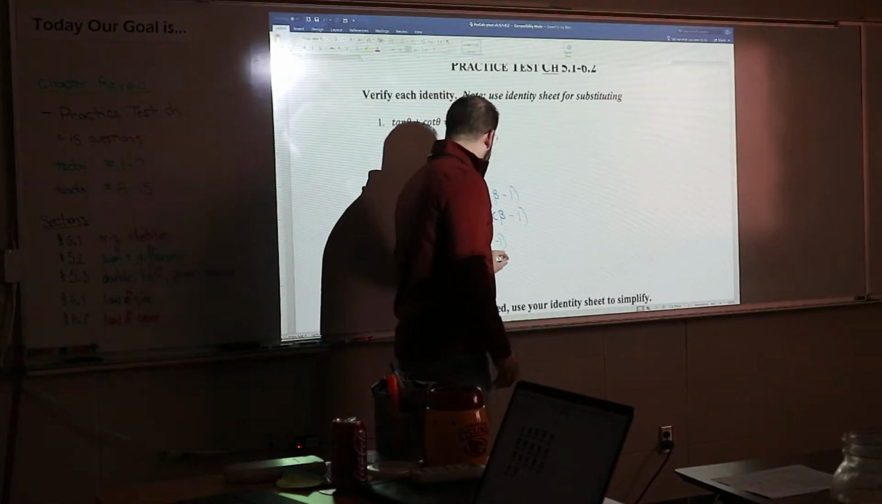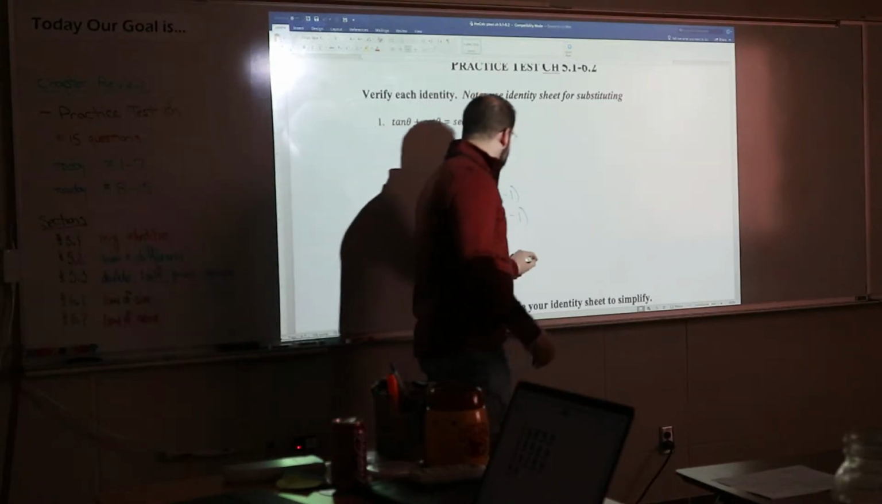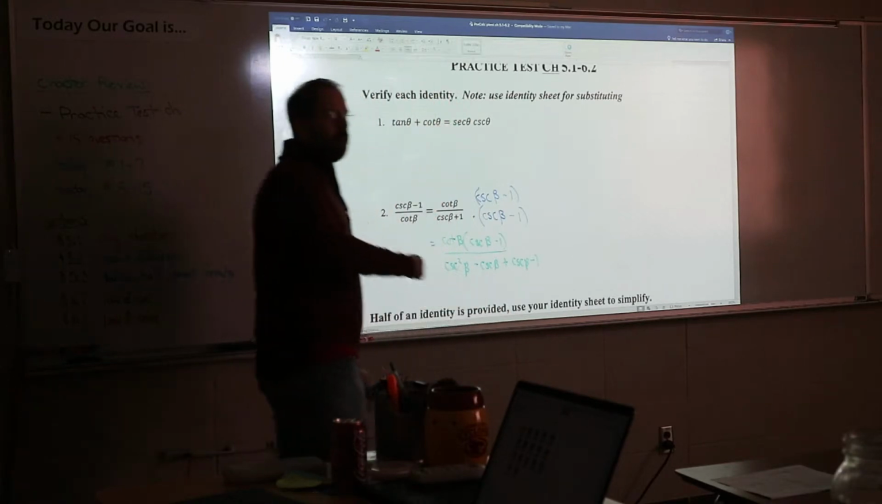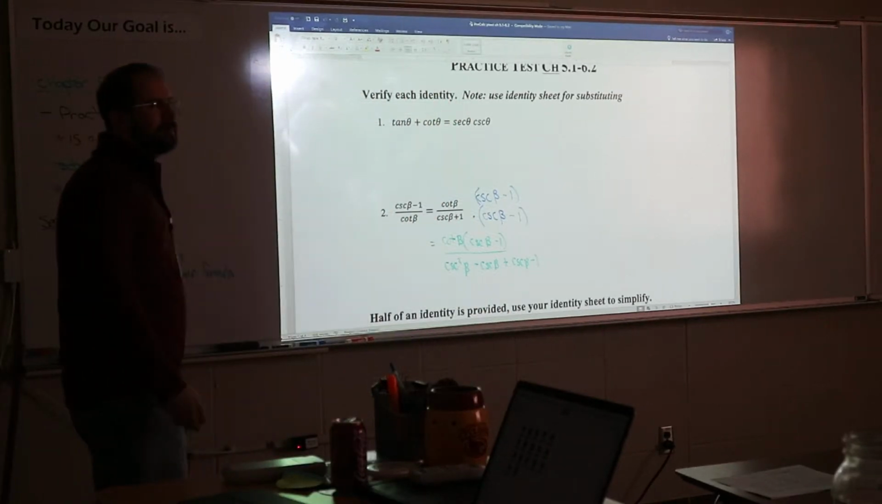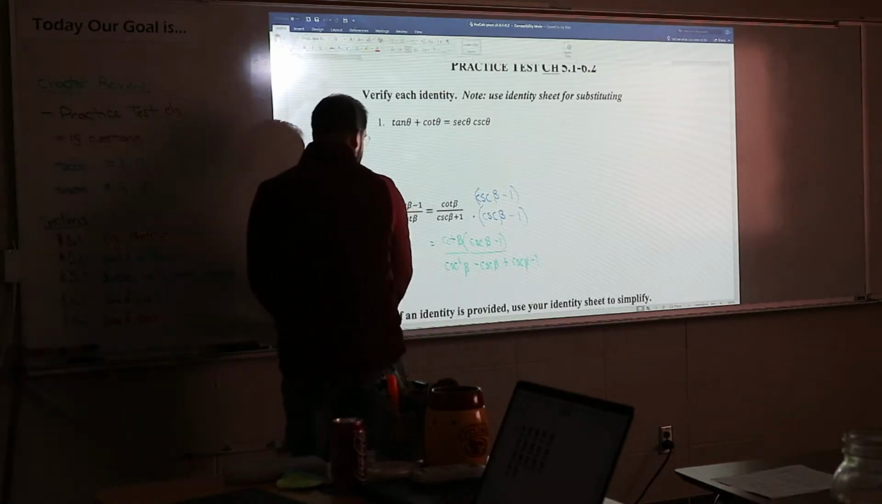1 times cosecant is positive cosecant beta. And then 1 times -1 is -1. So that's FOILing the whole bottom out: first, outer, inner, last. Now what happens to the middle terms? They cancel. Gone. So what we're left with so far is this.